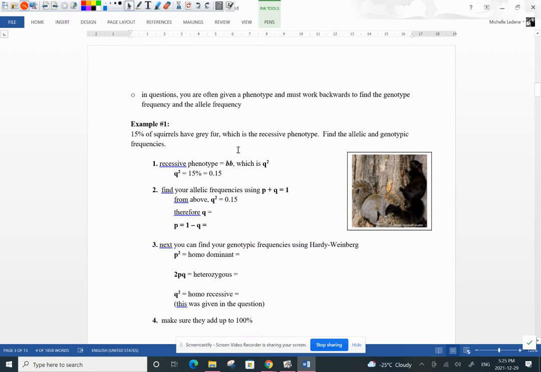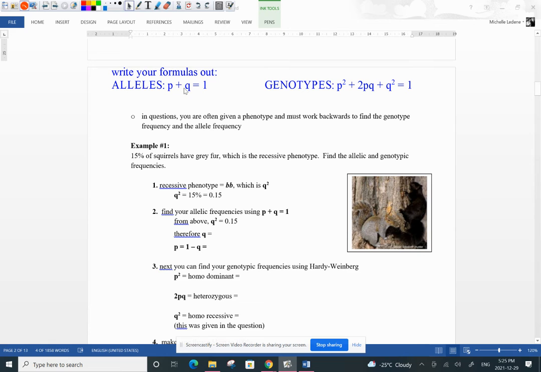And now let's do a couple of practice questions. I would recommend that the very first thing you do is to write your formulas out. So again, we've got our allele formula, and that allele formula, P plus Q is equal to 1. And genotype formula, P squared plus 2PQ plus Q squared is 1. These, of course, are in your data booklet, but it helps if you write them out. And then just jot yourself a little note.